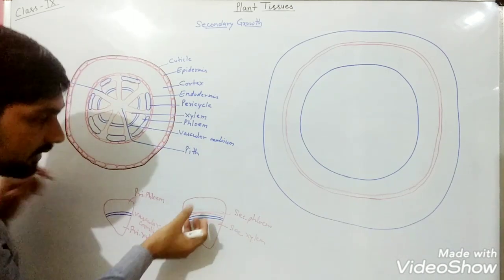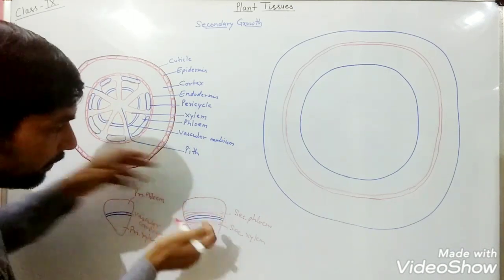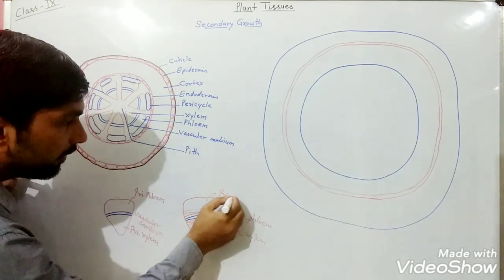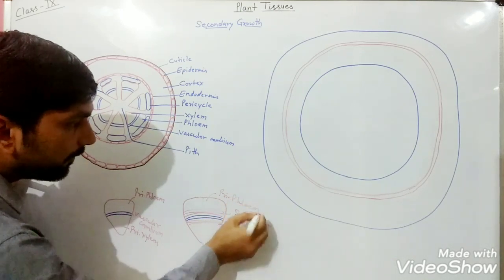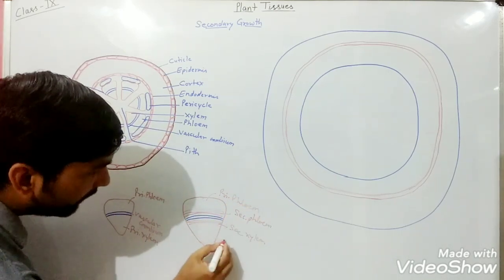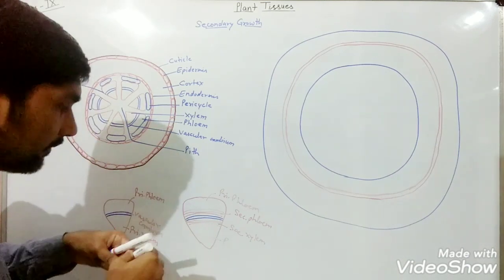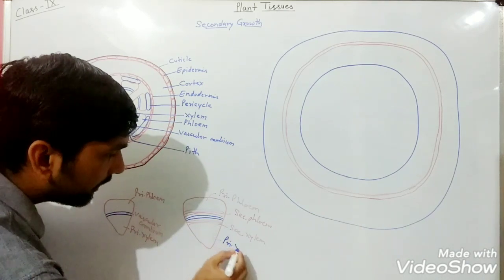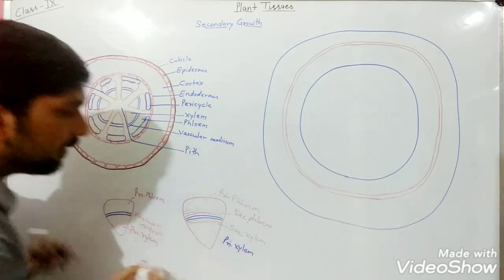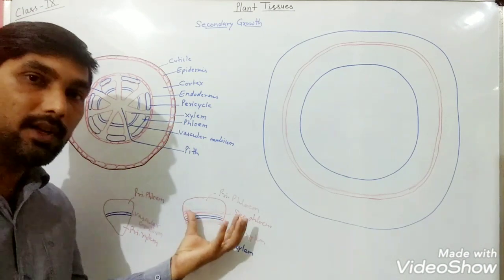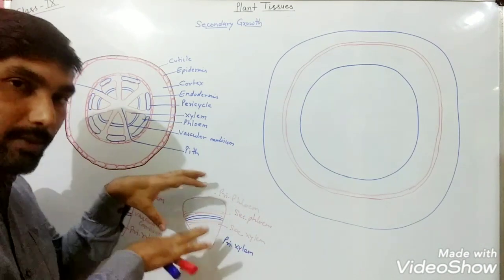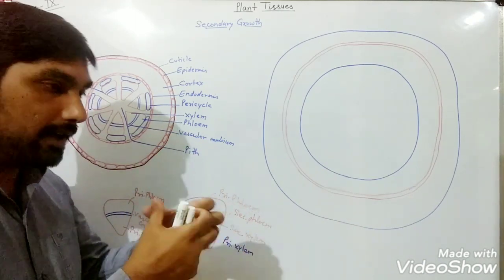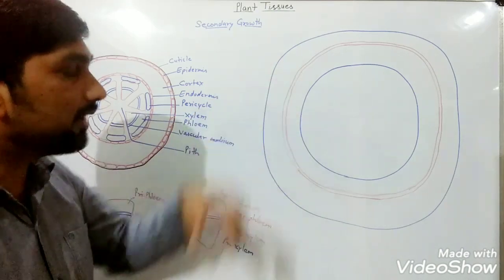It means when these new cells are formed, the primary phloem which was present here will now be pushed inward, and here on the lower side this will be primary xylem. This will happen each and every year, and new cells will be formed each and every year, and the plant will grow in girth, increasing its diameter.